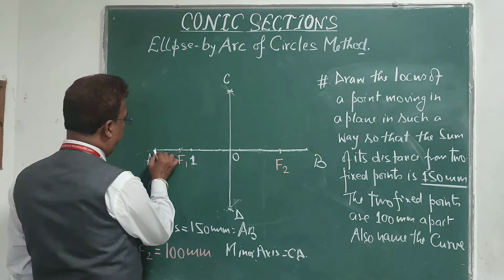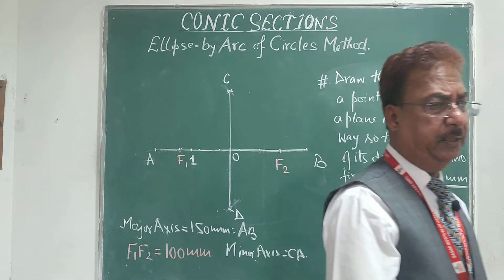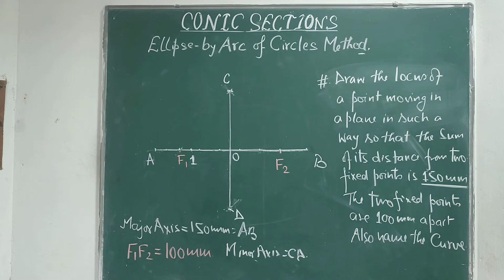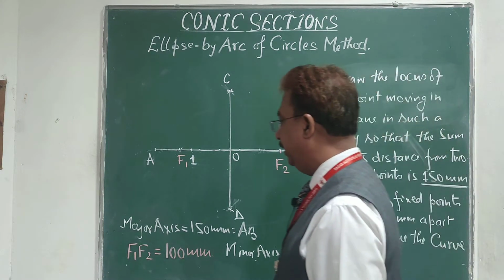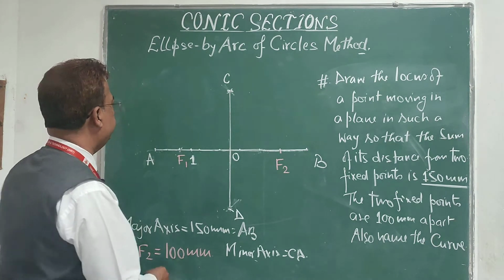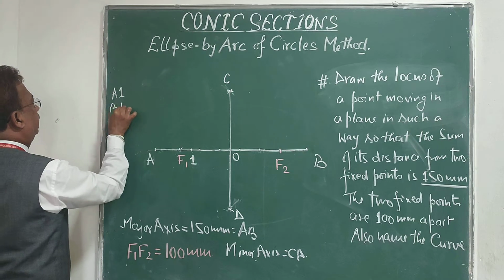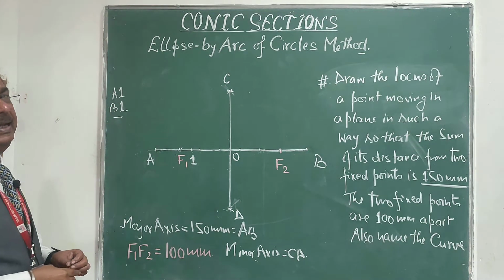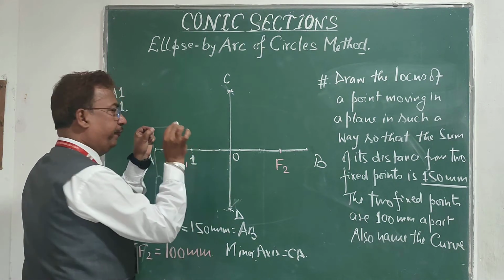Now I am going to use two combinations, one will be A1, second will be B1. As you know that A1 plus B1 equals AB. So what I am going to do, I am going to use arcs with radius A1 and B1. I will use A1 and B1 as radii and F1 and F2 as centers. Initially I will pick this length, that will be A1.